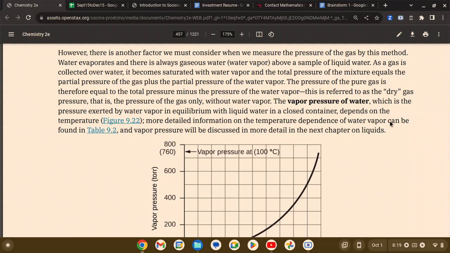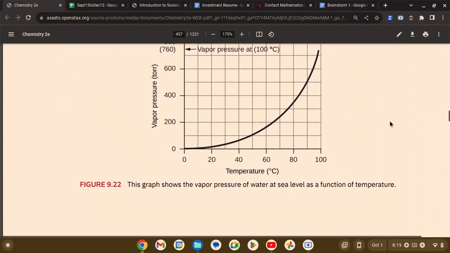The vapor pressure of water, which is the pressure exerted by water vapor in equilibrium with liquid water in a closed container, depends on the temperature. More detailed information on the temperature dependence of water vapor can be found in Table 9.2. And vapor pressure will be discussed in more detail in the next chapter on liquids.